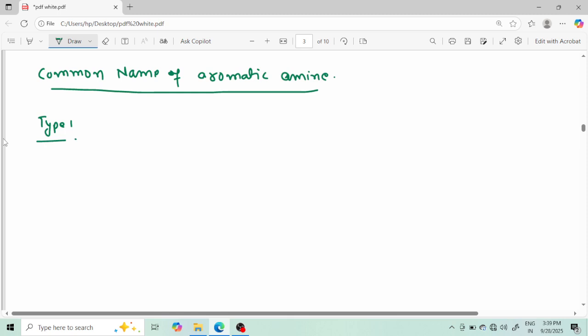So in type 1, you have to remember that this structure, NH2 and then benzene ring, is what? It is called aniline. Yes or no? Right? So you have to remember that. And I also know that if any substitution happens, NH2 is there, so this spot is called ortho, this spot is meta, this spot is para, right?